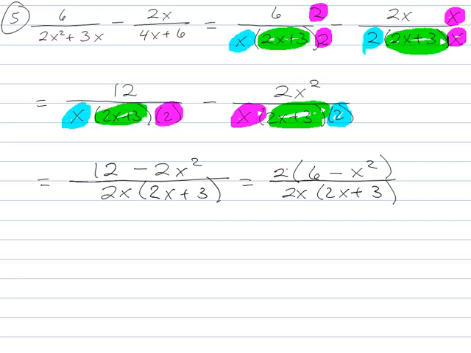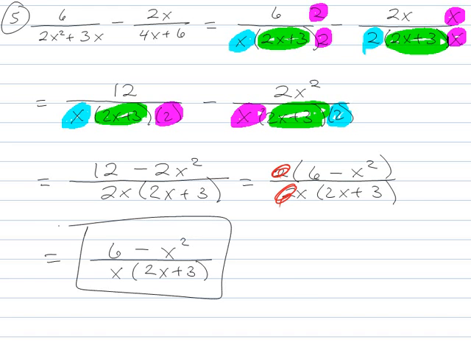Since I'm multiplying both the top and the bottom by a 2, I can cancel that out. And now I wound up with 6 minus x squared over x times 2x plus 3. I can't factor this anymore. This isn't a difference of perfect squares, so that's about as pretty as it gets.